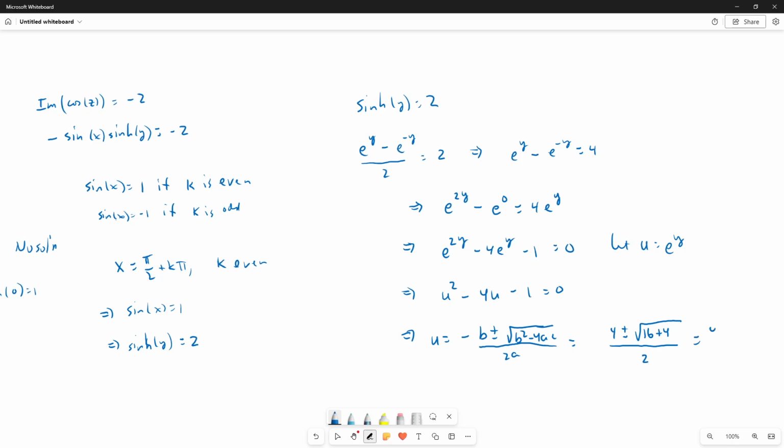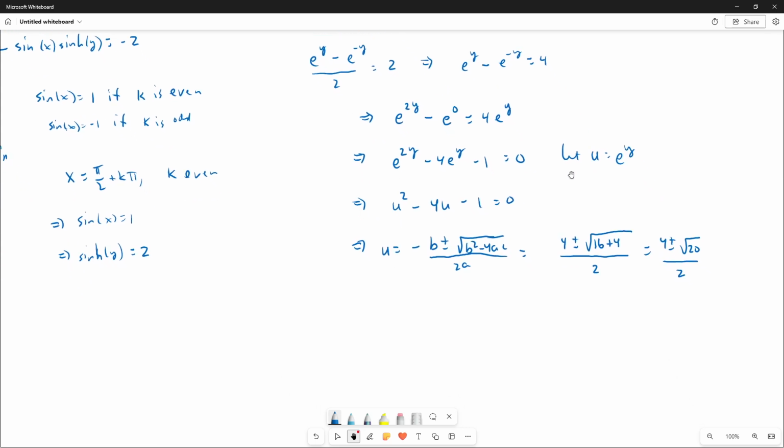So we get 4 plus or minus the square root of 20 over 2. And now let's simplify that. u is equal to, we'll divide the 2 in here, and we get 2 plus or minus the square root of. If we divide the 2 in here, then we have to think of the 2 as being the square root of 4, and then we get the square root of 5 altogether, 20 divided by 4. So u is 2 plus or minus the square root of 5.